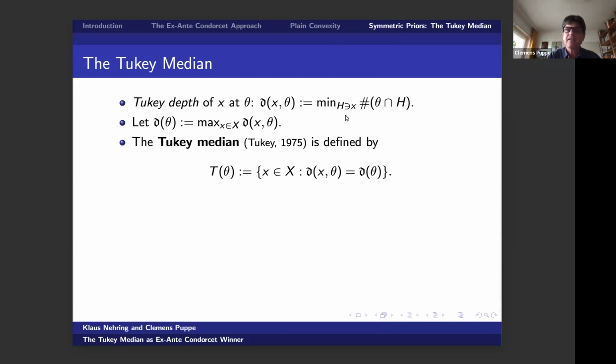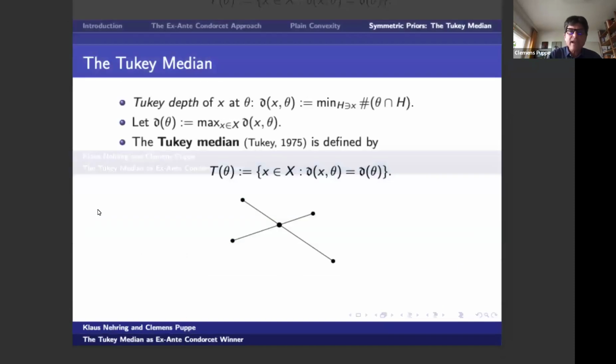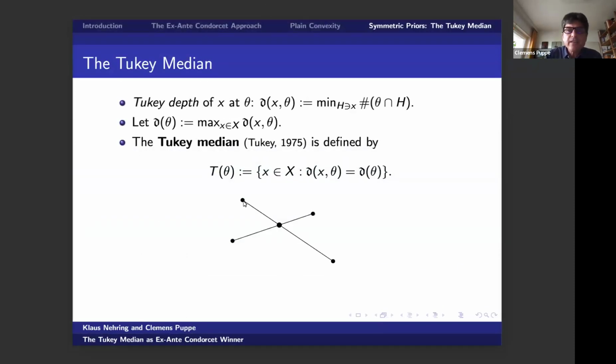I will give you examples in a second. The Tukey median is simply those points, they are not unique usually, the Tukey medians, those points that maximize this depth function, okay? That's the Tukey median. It has been invented by Tukey in 1975. Let me give you one example here. Look at the following example. There are 4 data points here. Here is 1, 2, 3, 4. Where is the Tukey median?